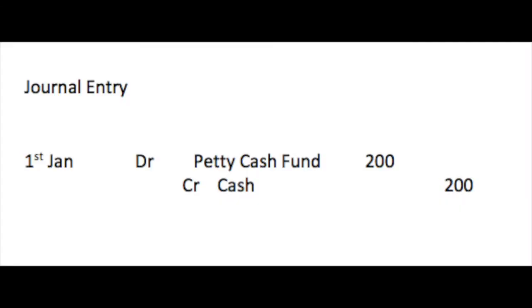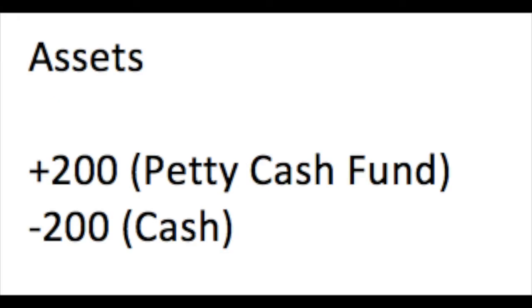To establish the fund, the following journal entry occurs. The petty cash fund account is debited for an amount, in this case $200, and the cash account is then credited $200. As a result, assets is increased by $200 due to the increase in the petty cash fund account, but then decreased by $200 due to the decrease in the cash account, meaning the accounting equation remains equal.